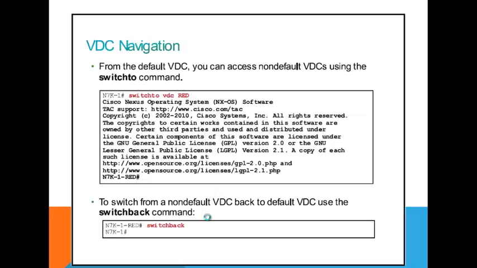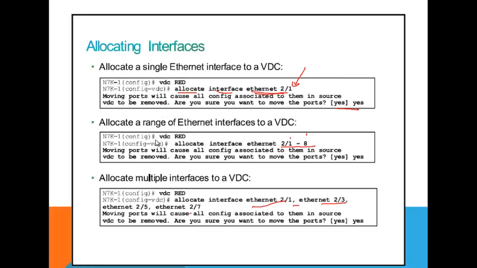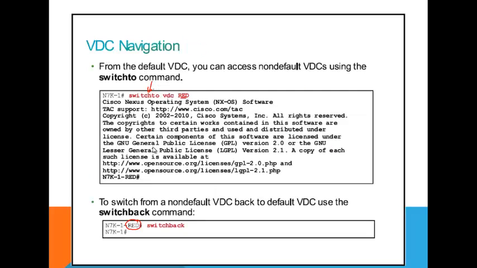So if you want to go inside a VDC, this is the command. We use the switchto command: switchto vdc red takes me to the red VDC. This is different. If I want to come back to the default VDC, I say switchback, and it brings me to the default VDC.